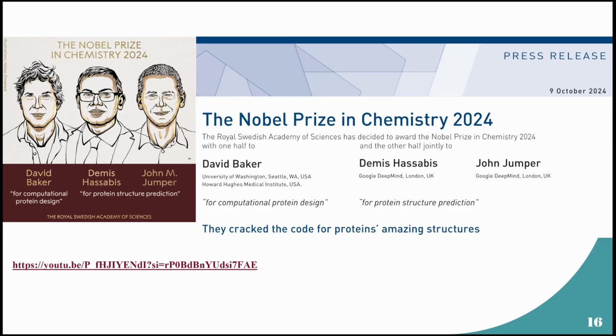And we briefly talked about Professor Baker's lab also. They work on computational protein design. So basically they try to design protein structures that do not exist in nature, but you can tailor them to a particular type of function.